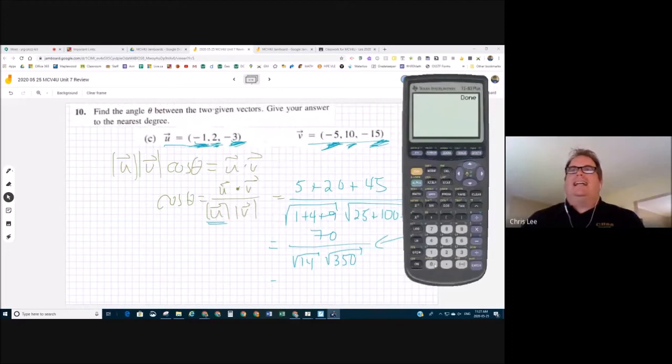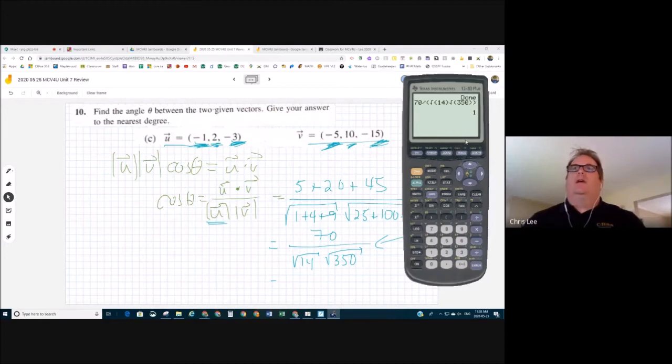Okay, so there are a couple of ways you can do this. If you're going to go 70 divided by, then you've got to make sure that you have both of these in brackets on the bottom. So this is one idea, the square root of 14, and then times the square root of 350. You see that the whole bottom is in brackets because you're dividing by the whole thing. So you could have that, which ends up being 1.